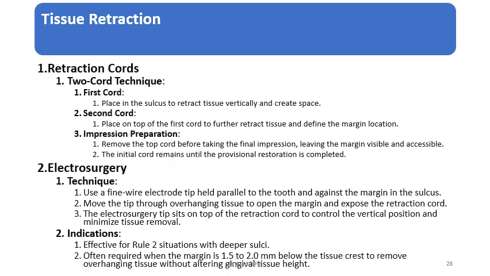Impression preparation. Remove the top cord before taking the final impression, leaving the margin visible and accessible. The initial cord remains until the provisional restoration is completed.